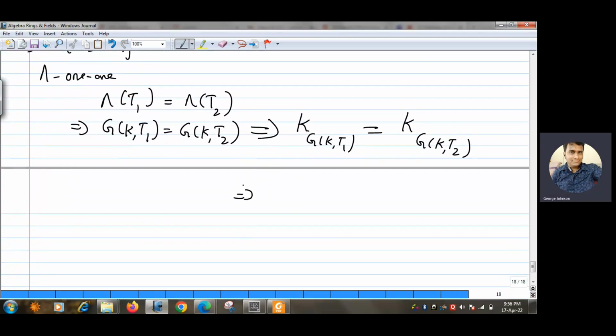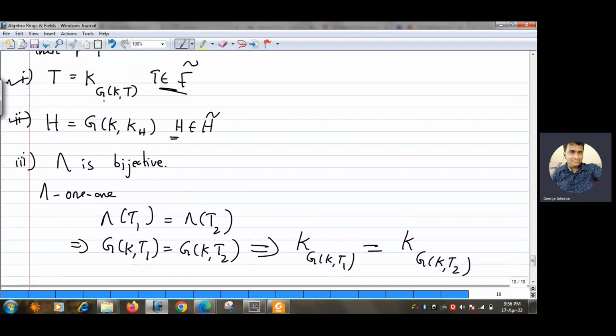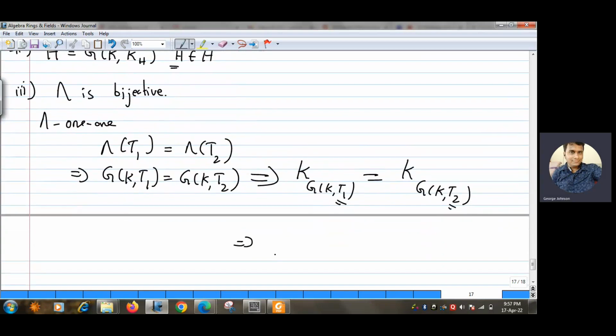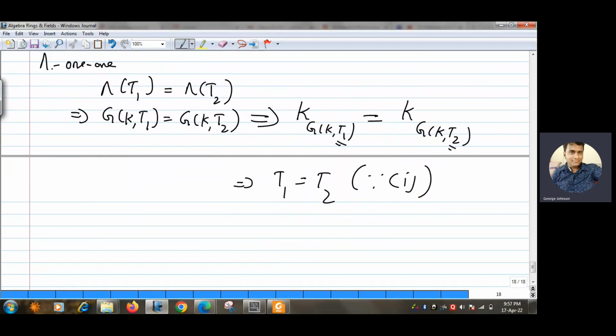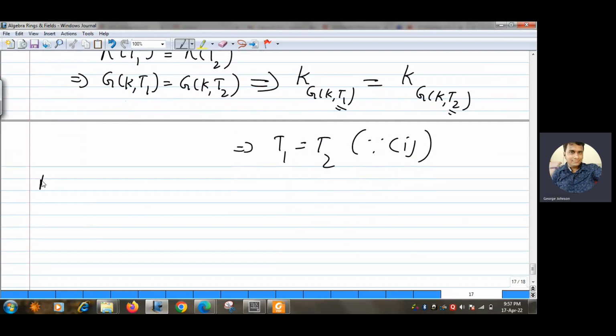We have proved gkt1 in first. What does the first thing say? Whenever I start with t belongs to f tilde, k gkt is the same as t. So here you can know that t1 and t2 are from f tilde, and therefore k gkt1 is the same as t1 and k gkt2 is the same as t2. Using first, you can say that this is the same as t1 and the second one is the same as t2. This is because of 1. So t1 is equal to t2. So what I have proved: whenever the images are the same, the elements are the same, and therefore I can say that lambda is 1-1. Now let us prove that lambda is onto.